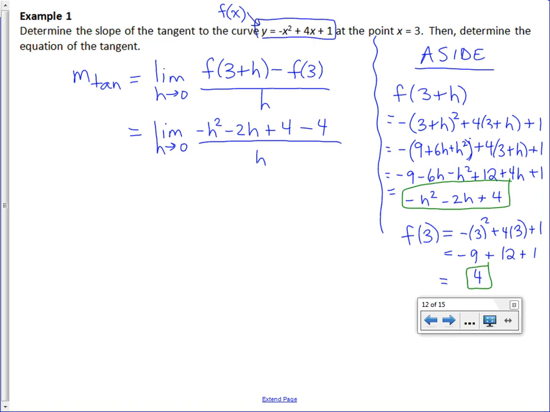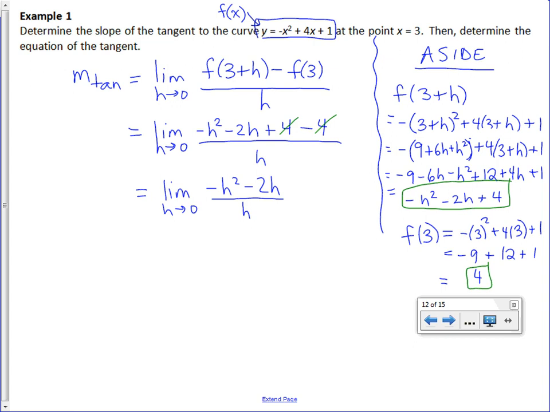Did something interesting happen? The constants are opposite, right? The constants, the 4s, they're 4 minus 4. So what would happen to those 4s? They would reduce to 0, right? What does that mean? I have limit as h goes to 0 of negative h squared minus 2h all over h. My expression is getting simpler.